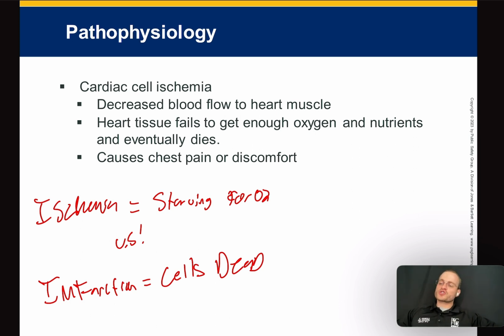Ischemia, cells are screaming, saying, "Please give me oxygen. I'm dying over here, starving." Infarction, the cells have died. Okay, so which comes first, ischemia or infarction? It's ischemia. And then if that's untreated, it'll progress to infarction. Okay.